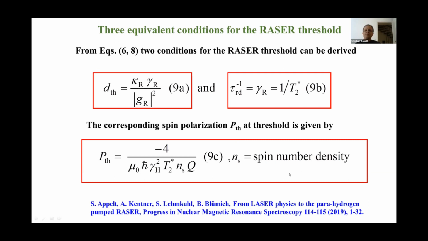This is also well known, but now we have the connection to the synergetic motor. And in the magnetic resonance hyperpolarized community, the threshold is simply the polarization you need for threshold, which is simply -4 divided by the constants here, divided by T2 star times number density of spins times Q. Q is very important. The higher the Q, the lower the threshold, the higher the density, the lower the threshold. This product is very important. Of course, T2 too.